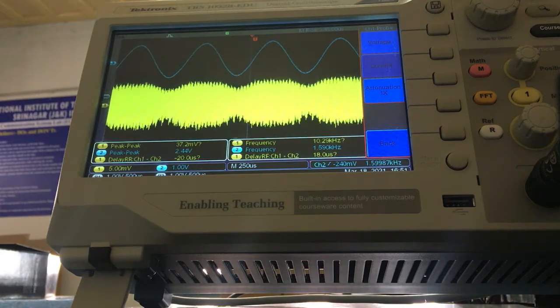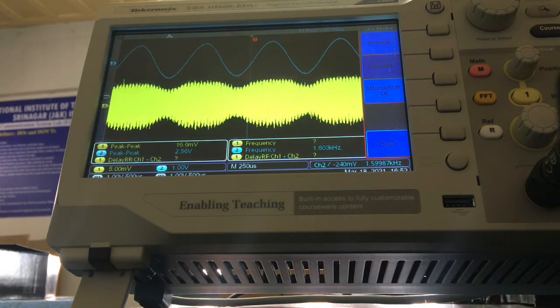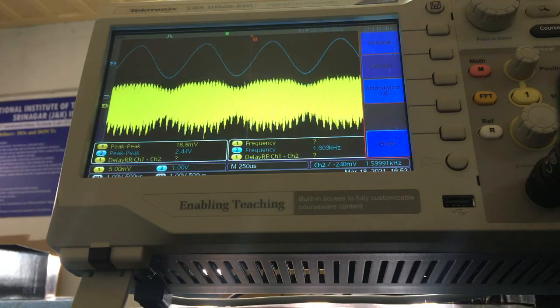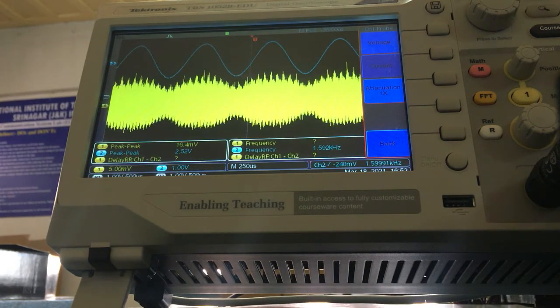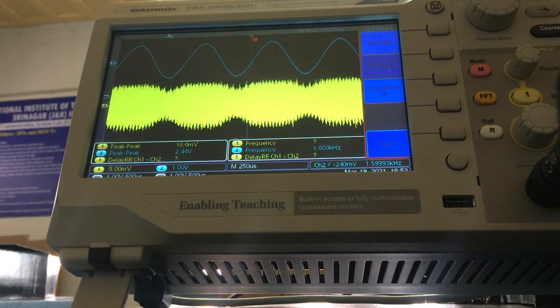And this is the output of the RF amplifier, wherein you can see that the carrier has been detected because our RF amplifier is tuned to the correct frequency of reception and amplifies it a bit as well. As we can see, the peak to peak is almost 16 millivolts for the received signal after RF amplification.